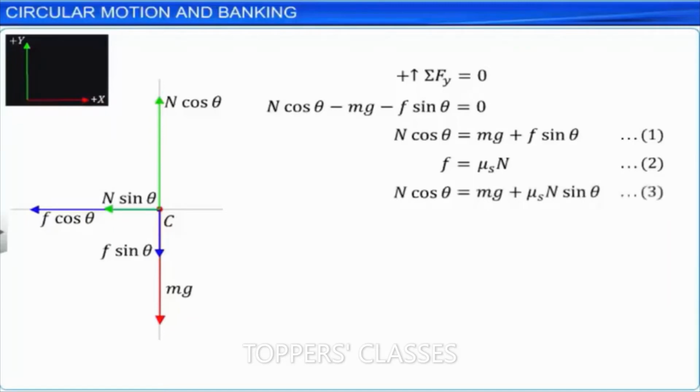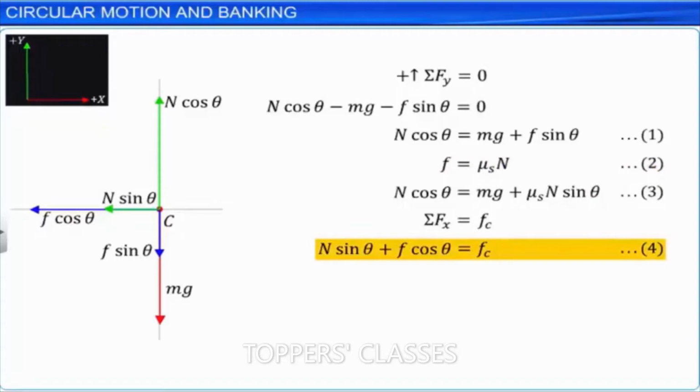The car experiences acceleration acting towards the center of curvature. This is the centripetal acceleration, and the force required for this acceleration is the centripetal force Fc. Centripetal force Fc is equal to the net force acting along x direction. This gives us equation 4 as n sin theta plus f cos theta equals Fc. Substituting equation 2 in equation 4 and solving, we get equation 5 as n sin theta plus mu s n cos theta equals Fc.